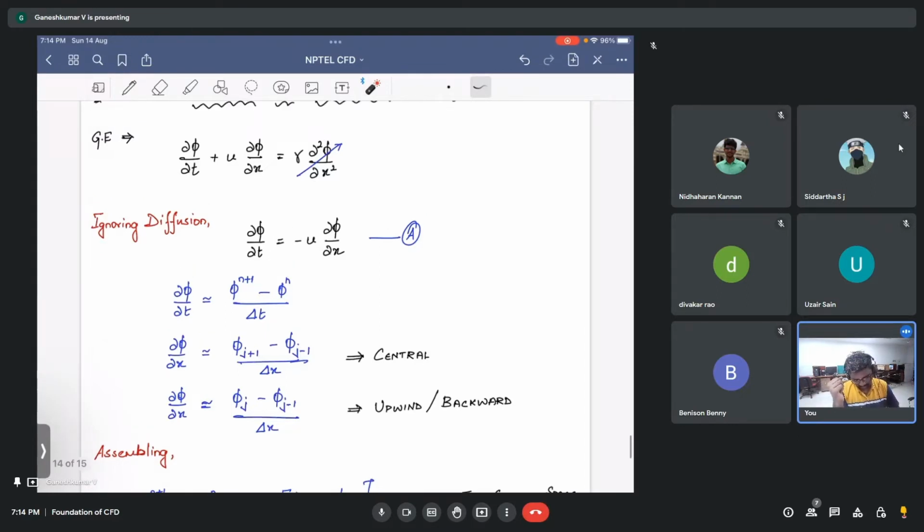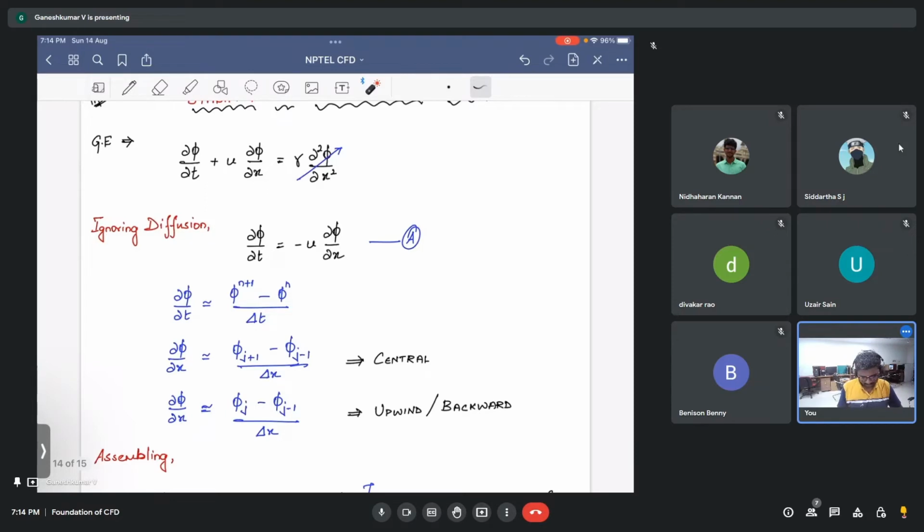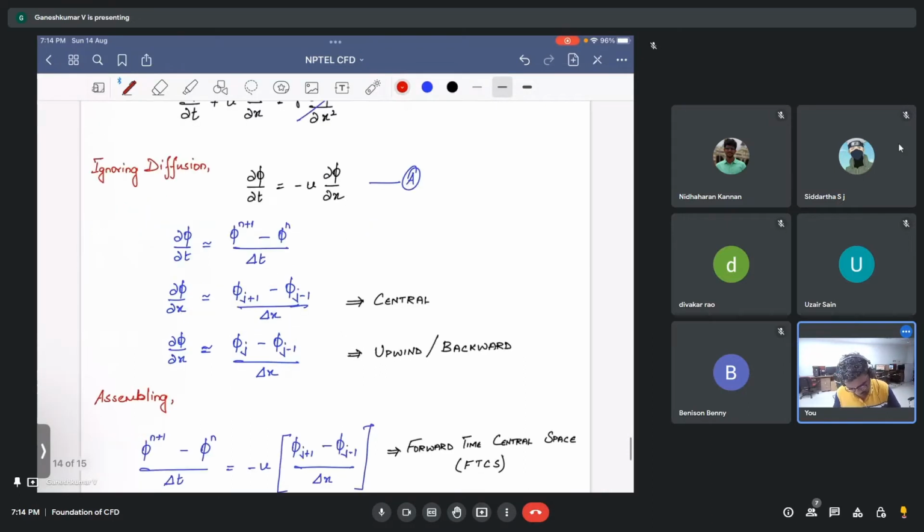So now you guys are experts in approximating these derivatives, right? What is this scheme? You guys guess, the time derivative. Forward, sir. Yeah, it's a forward time scheme. We usually call it Euler's forward time scheme. Let me write it down. This is actually forward time.